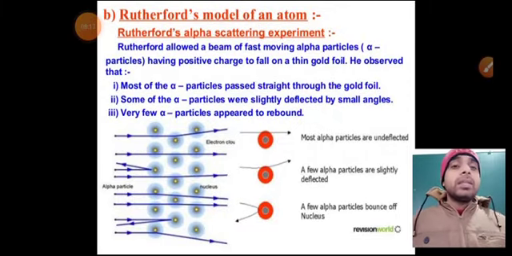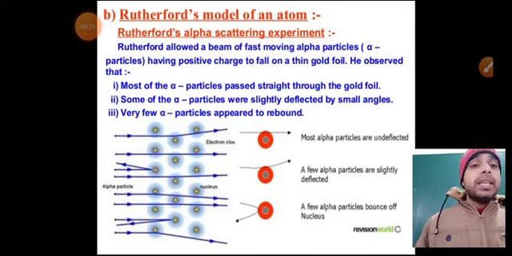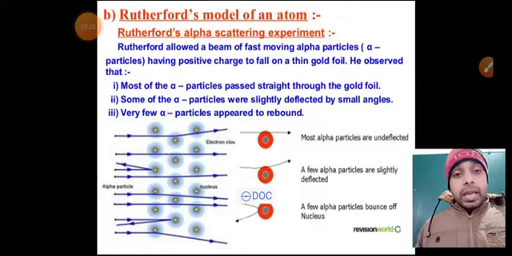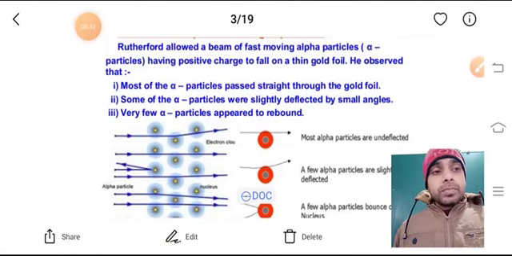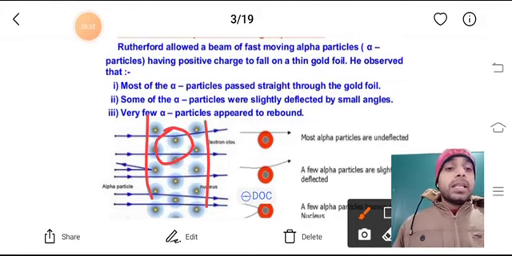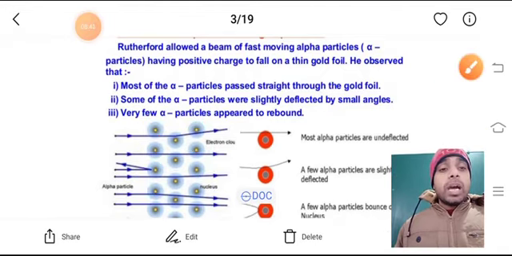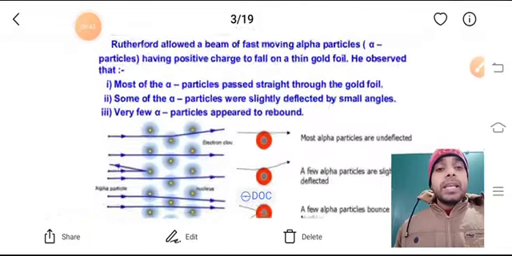and now we will move to the next one, Rutherford's model of an atom, Rutherford's alpha scattering experiment. Here you can see the structure Rutherford actually took. There are different numbers of structures, and in this one you can see that when he took alpha particles, this was famously called the alpha particle scattering experiment.